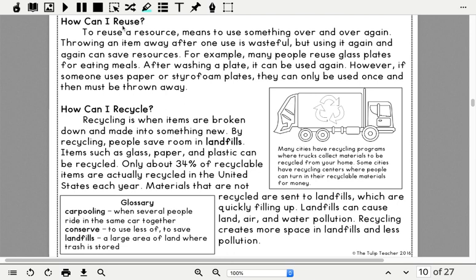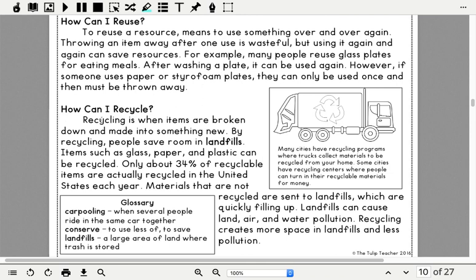How can I reuse? To reuse a resource means to use something over and over again. Throwing an item away after one use is wasteful, but using it again and again can save resources. For example, many people reuse glass plates for eating meals. After washing a plate, it can be used again. However, if someone uses paper or styrofoam plates, they can only be used once and then must be thrown away.